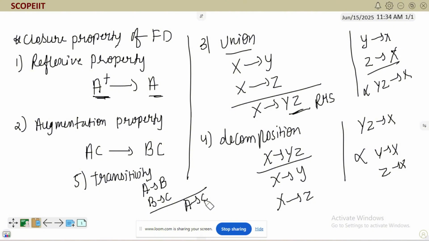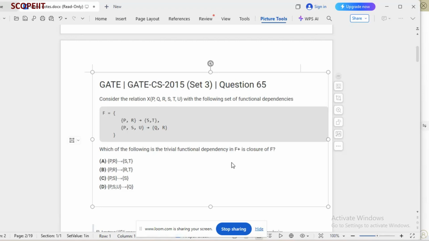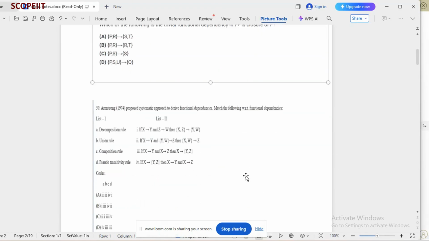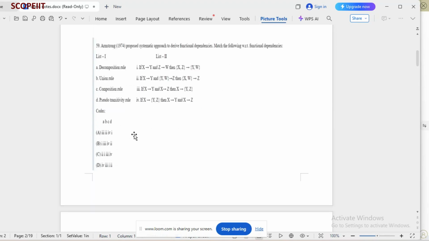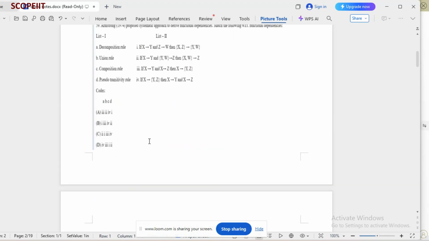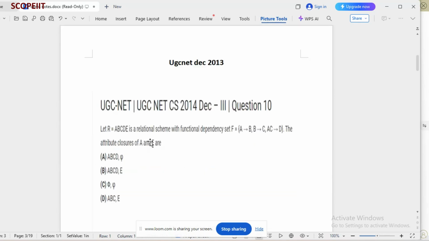It's basically a theory, but in UGC NET and PGCET exams, they'll ask this type of question as a match the following. I'll show you one question. See, this is a previous year UGC NET question. Decomposition, union, composition, transitivity. So you can answer this type of question in match the following. Okay, next one.